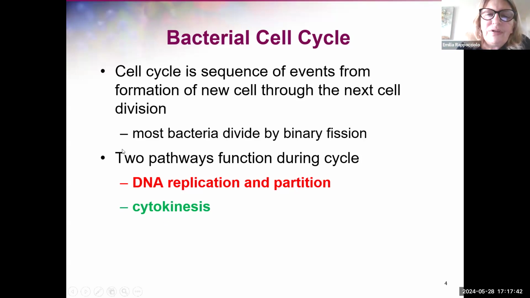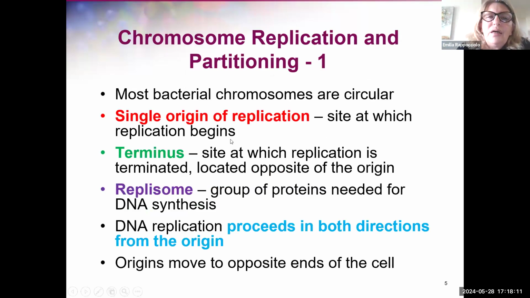As I said, bacteria divide by binary fission. And during the cell cycle, you have DNA replication and partition, and then you have cytokinesis. Cytokinesis is the term that is used to describe breaking of the cell, the cytoplasm. The cytoplasm is separated and the two new cells are generated. So the first thing we said is chromosome replication.